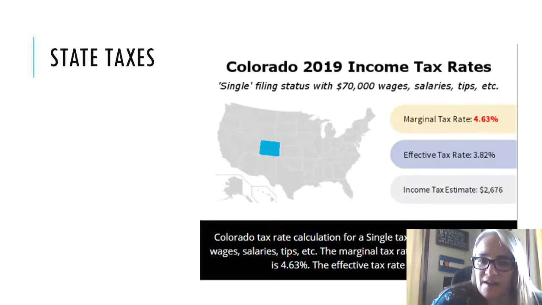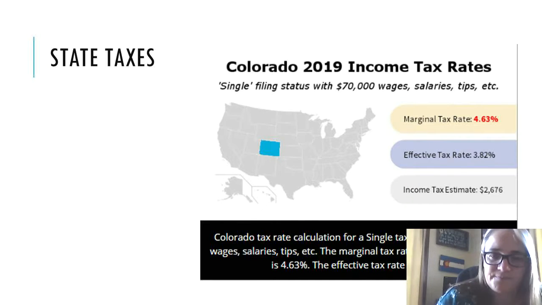Now, state taxes are figured just a little bit different. This is just an example. If you were someone who was single filing status with $70,000 of wages in that year, then your marginal tax rate would be 4.63%, and your total income tax paid would be about $2,600. Now, the effective tax rate involves a couple other calculations depending on other deductions you may have. But basically, your marginal tax rate is the rate that you're paying taxes.